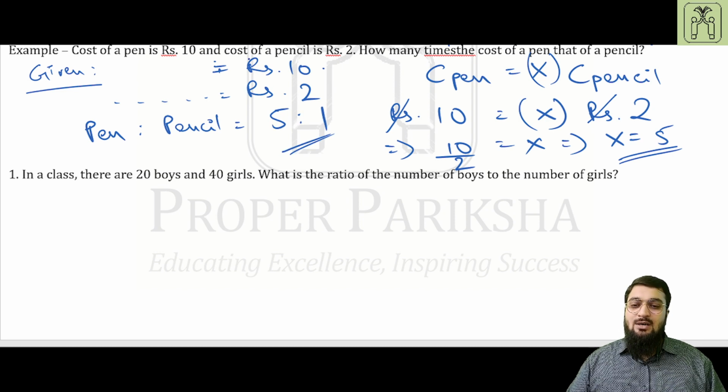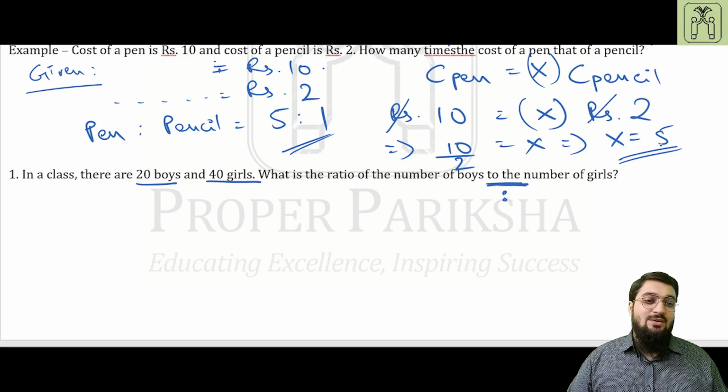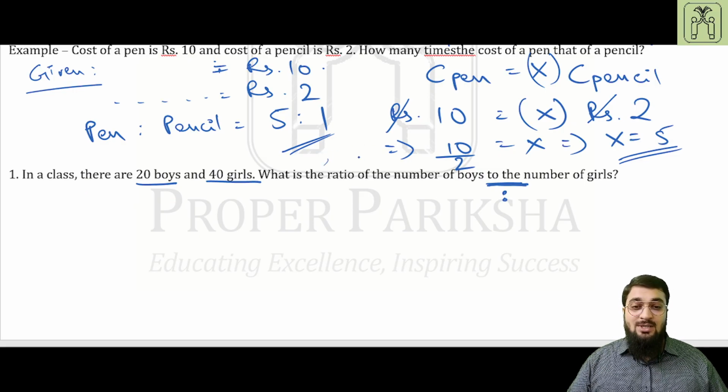In a class there are 20 boys and 40 girls. Okay, we have a class, and the demography is mentioned over here. What is the ratio of the number of boys to the number of girls? Another thing to be noted is that when we say "to the", it is mentioning the colon. The one which comes after that will be mentioned after, and the one which is mentioned before will be mentioned before. Okay, so how many times the cost of pen to that of pencil was 5, and then how many times the number of boys to the number of girls will be: boys here, and girls here.